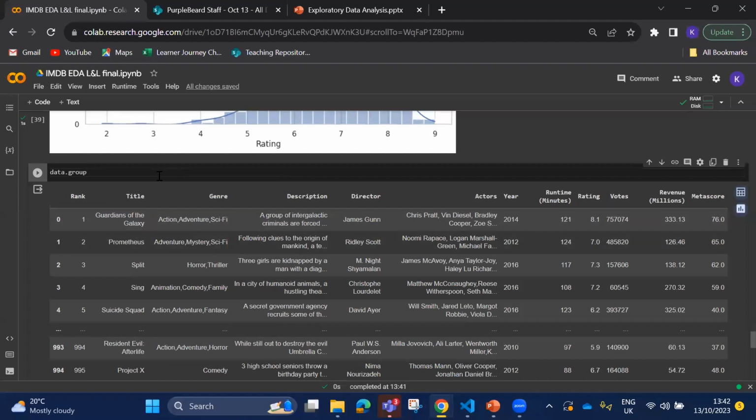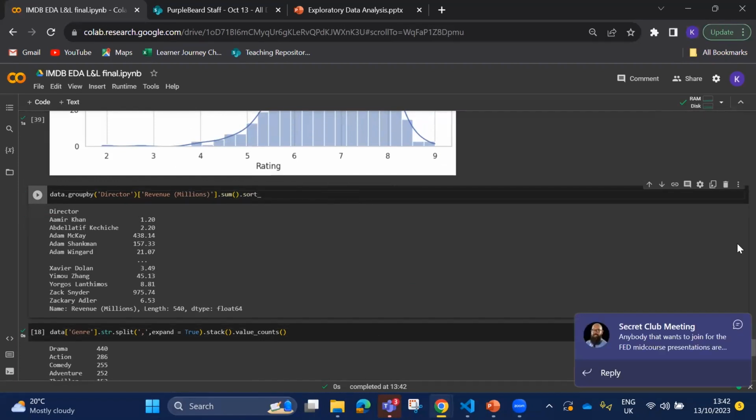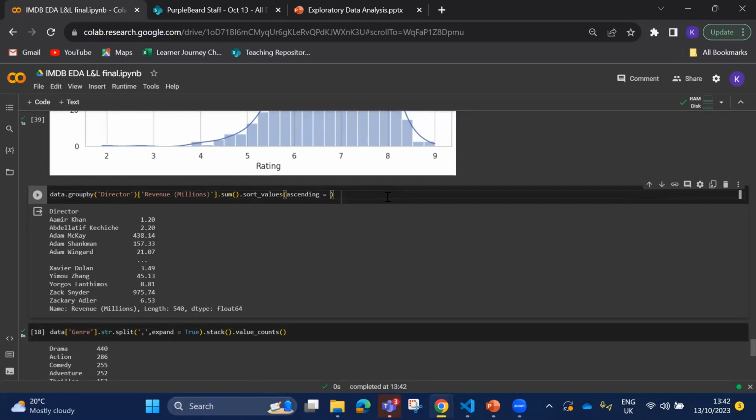So I'm going to group by the director column. Then I'm going to take this revenue column and calculate the sum of it. So it gives me the sum of revenue in millions for each director. But as you can see, it is not sorted, so I'll have to sort it as well. So sort values, because I want to know which director had the highest revenue. So I want to sort it in descending order. For that, I'll just put the ascending argument to false.